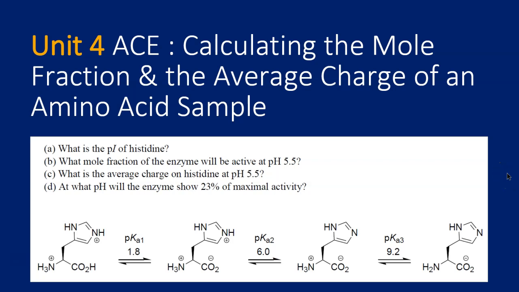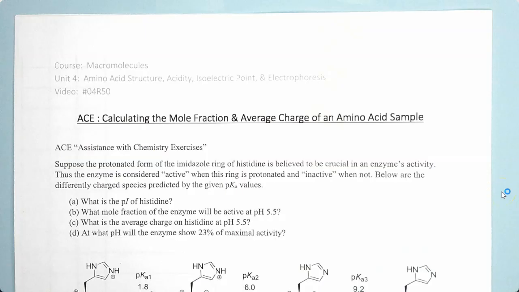Hi everyone. In this video I'm going to calculate a couple of values for the amino acid histidine. What I find most interesting are parts B and C. B: What mole fraction of the enzyme will be active at pH 5.5, and C: what is the average charge on histidine at pH 5.5. The full problem is as follows.